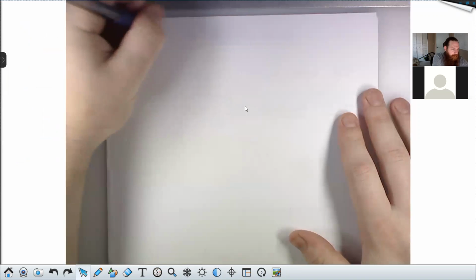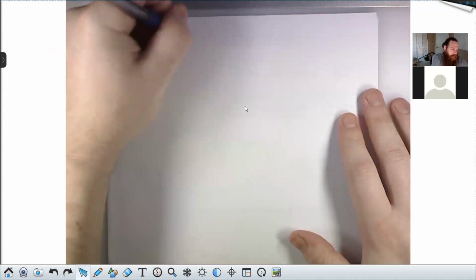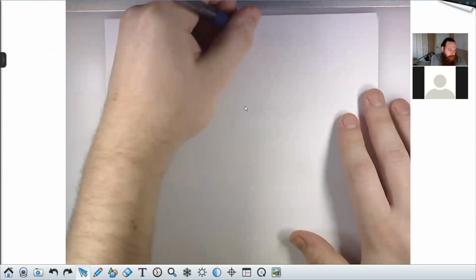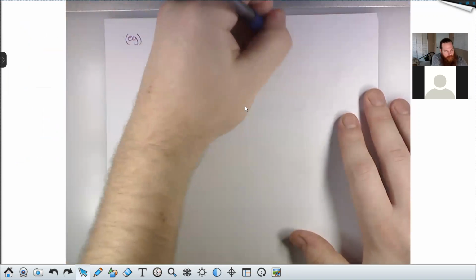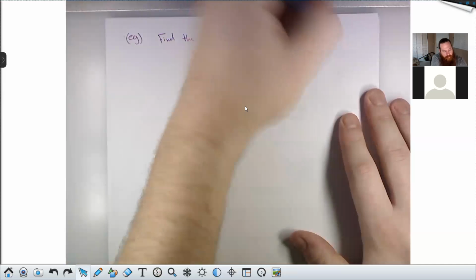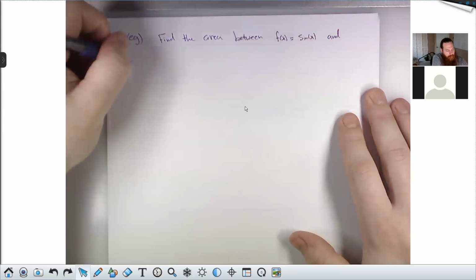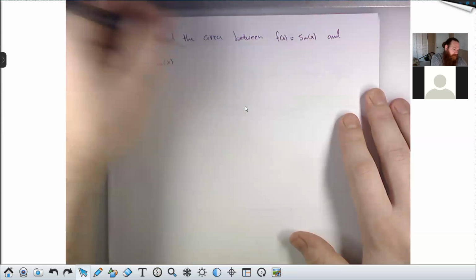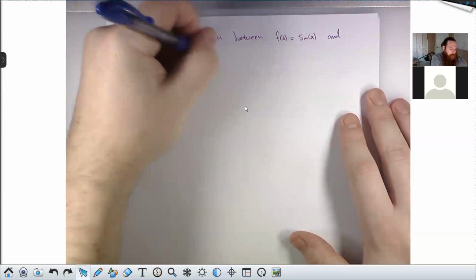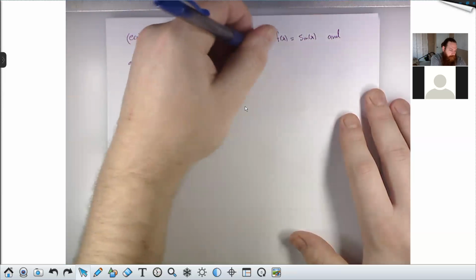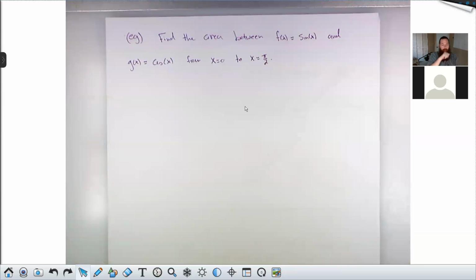So for our first example, we'll find area. Let's see if we can find the area between sine and cosine.